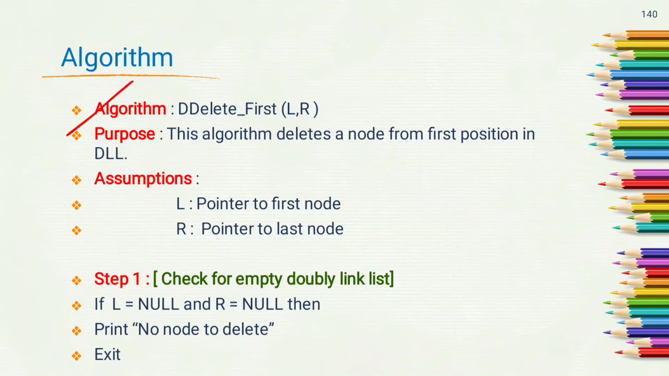So algorithm is, first we have to write algorithm name D delete underscore first, that means deletion in doubly linked list at first position. We require two parameters L and R. Purpose of this algorithm is to delete a node from first position in doubly linked list. Assumptions are L is pointed to first node, R is pointed to last node. Step 1 is check for empty doubly linked list. If value of L and R is equal to null, that means there is no node available in doubly linked list. So we have to print no node to delete and exit from this algorithm.